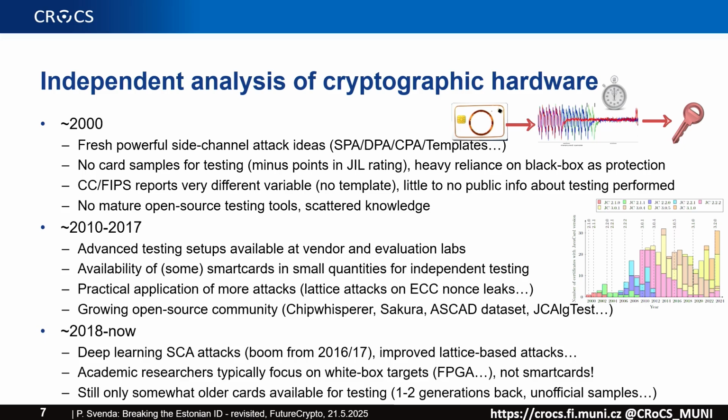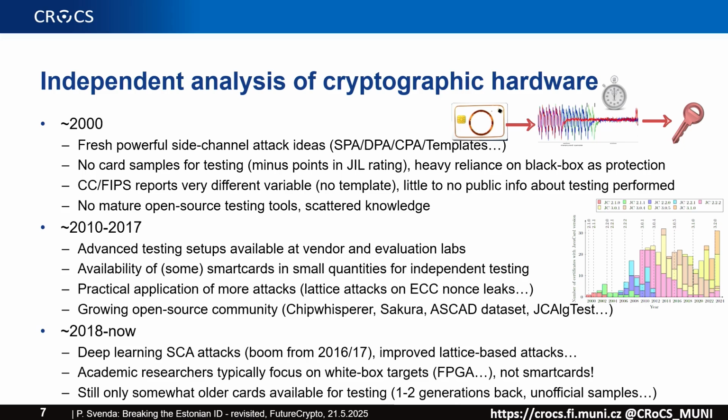Okay, since then, what changed? Deep learning made, let's say, a big attack on the domain, because it turns out that you don't need to really understand how exactly the traces are constructed. You can just train a neural network and it will extract the interesting part for you. So that's good. Also improved lattice-based attacks.